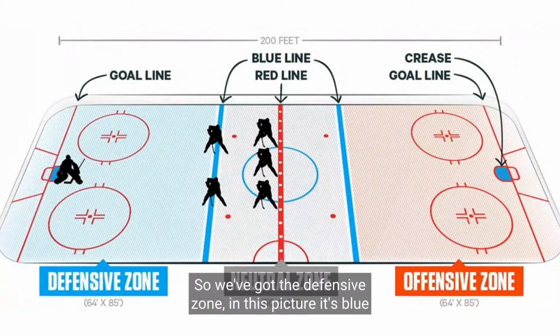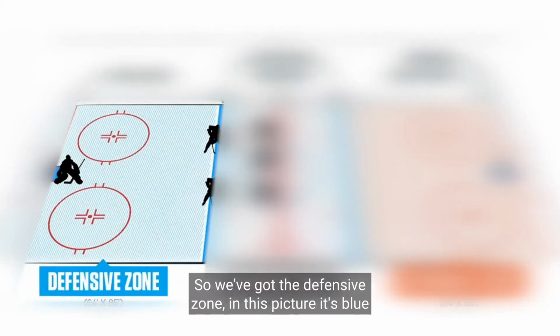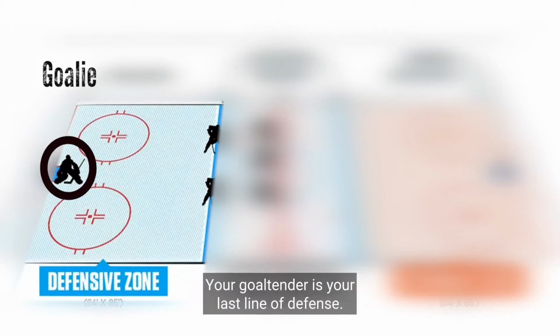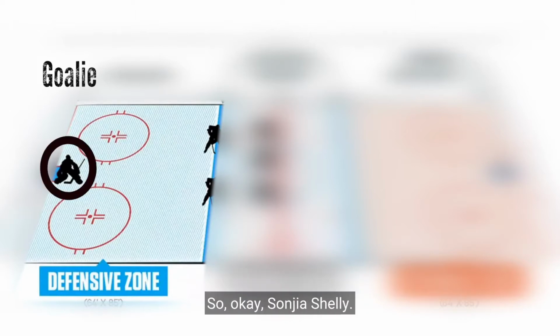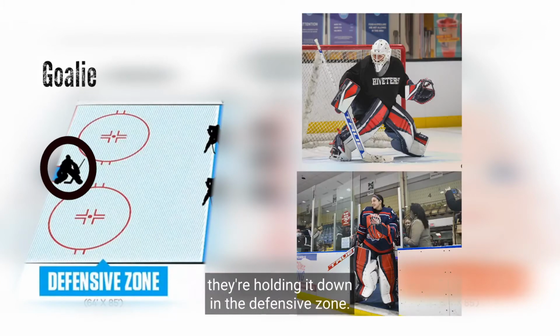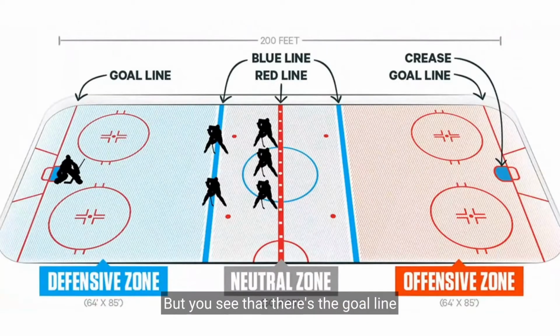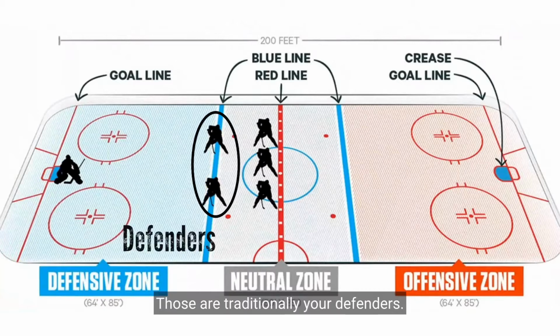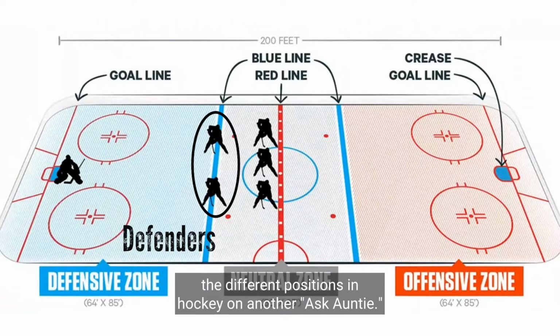Okay, so we've got the defensive zone. In this picture, it's blue, and you see that's where the goaltender is. Your goaltender is your last line of defense. Sonia Shelley and Brooke Waleko for the Riveters are holding it down in the defensive zone. You see the goal line behind the goaltender, and then there's a blue line, and you see 2 players in this image that are on the blue line. Those are traditionally your defenders. Again, we're going to talk about the different positions in hockey on another Ask Auntie.